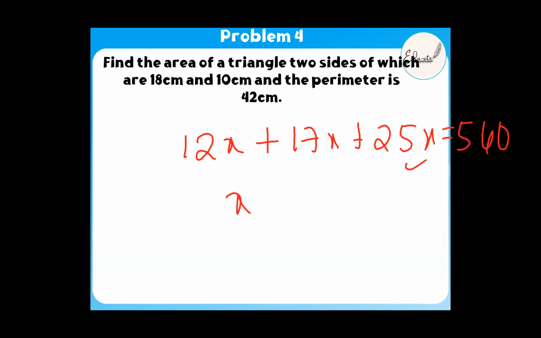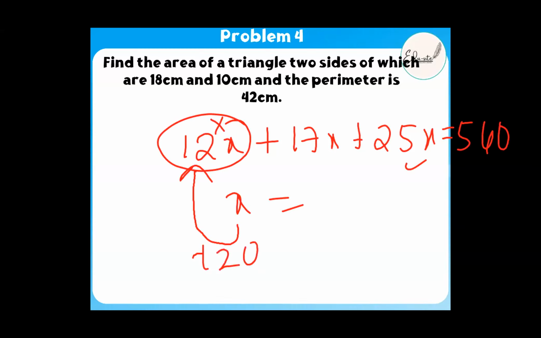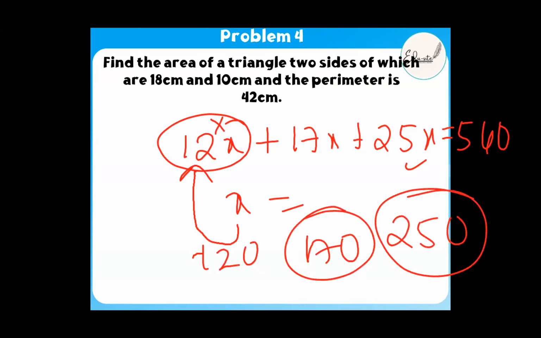So x is equal to what? And then this x that you calculate, you are going to apply in this. For each side, it will be 12 into x, 17 into x, and 25 into x. You will get x is equal to 10. So 12 into 10 is nothing but 120, 170, 250 centimeters. So these are the sides a, b, c.